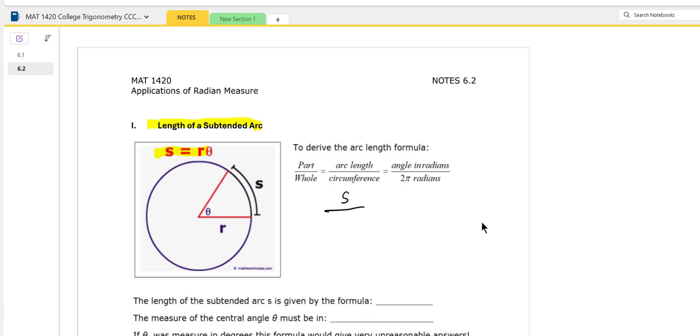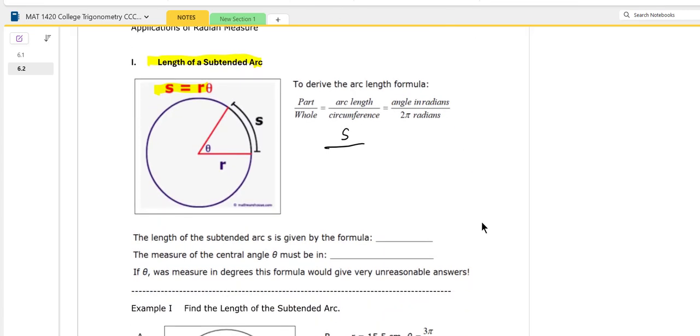A couple of things that are really important to know: the length of the subtended arc S is given by the formula S equals r theta, and the measure of the central angle must be in radians. I want to show you a few things you have to know to derive this formula. The circumference of a circle is given by 2 pi r, 2 times pi times the radius. We set that equal to the angle in radians, theta, and the entire circle would be 2 pi radians.